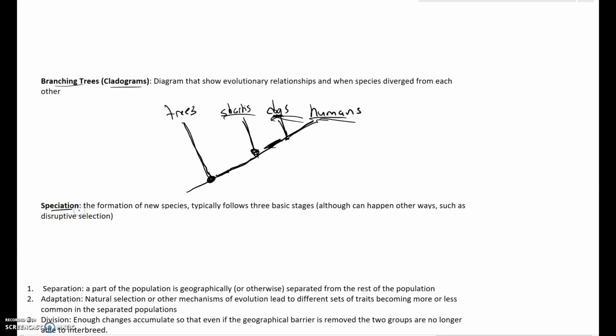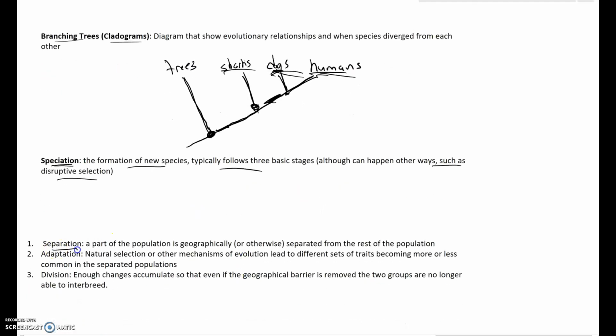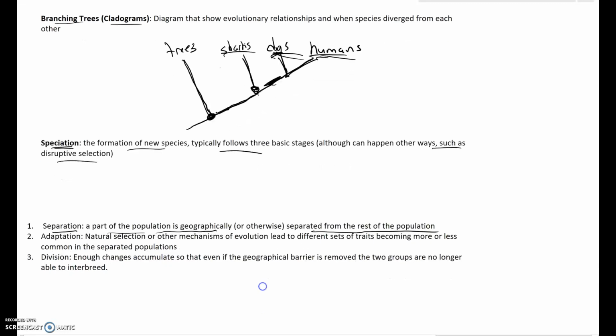Now, this process of species splitting off from each other is known as speciation, or the formation of a new species. And this typically follows three basic stages, although it can also happen in other ways, such as disruptive selection, as we saw above. The first is that there must be some sort of separation. A part of the population becomes separated from the rest of the population. Maybe they leave to go to a new island, or a new river is formed and splits them off. Whatever it is, it separates them.